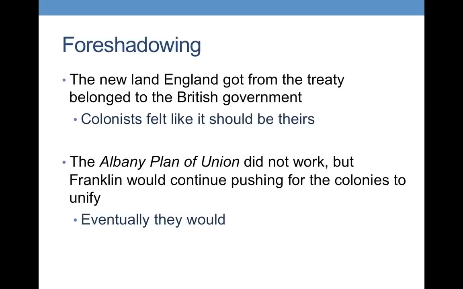Now, all those details we talked about are very important, but we've got to take a step back and see what the implications are of all of this. All of the new land that England got belonged to the British government. And although the colonists were pumped, we're British, we just defeated the French, this is awesome, once time goes on a little bit, the colonists realize the British aren't giving us access to that land. In fact, they prevent the colonists from moving into that land with the Proclamation of 1763, which we'll talk about later next week.